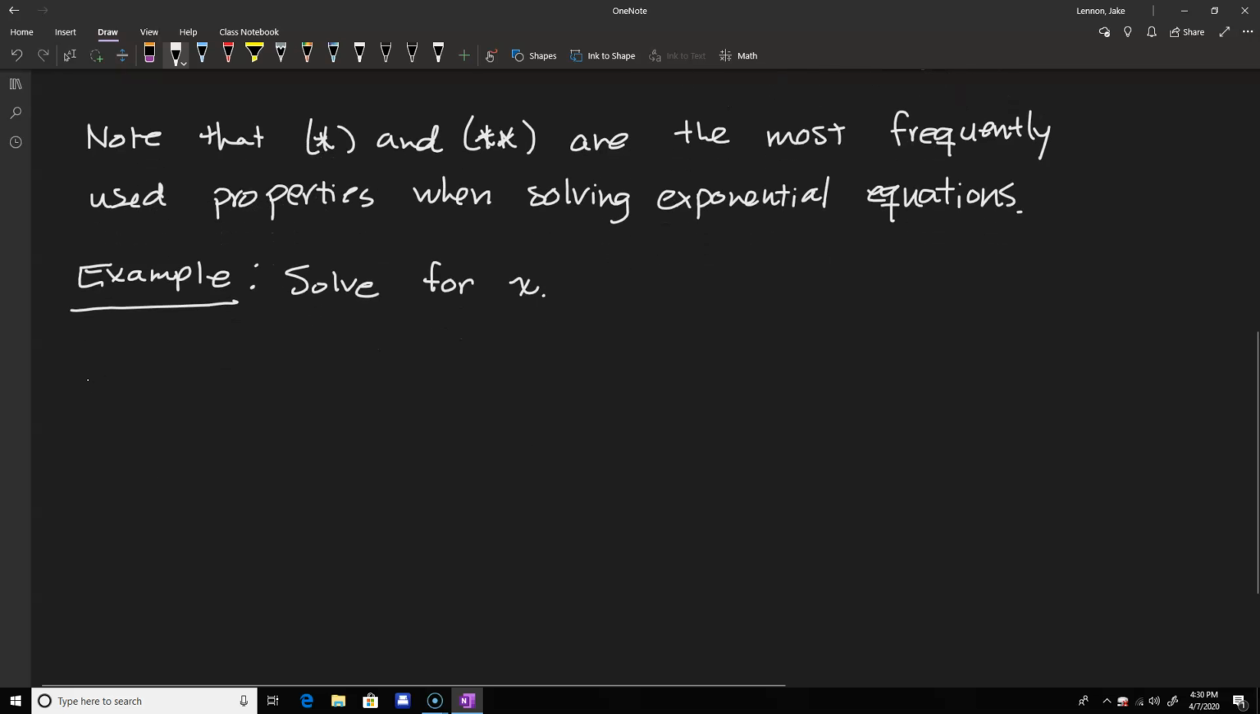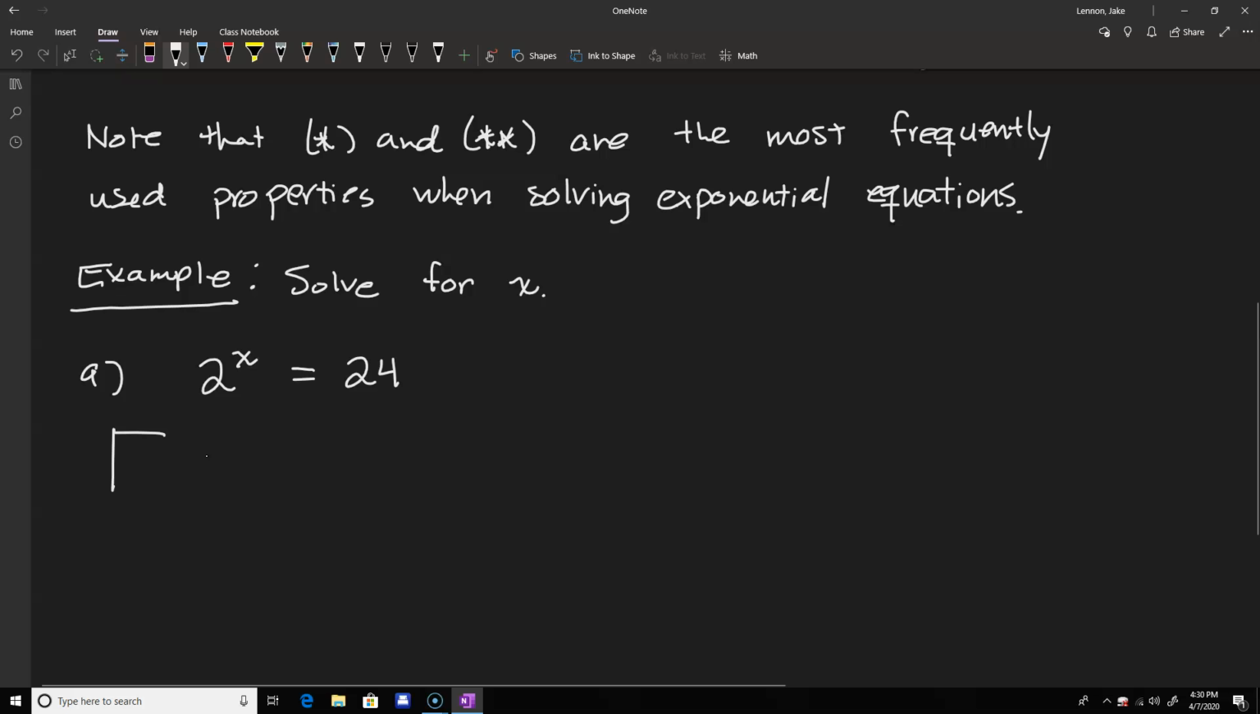The indicator that you want to apply the logarithm at some point is that you see the unknown in the exponent. That's happening right here. We see 2 to the x equals 24, so that indicates that we're going to apply the logarithm. Usually what you first want to do is isolate the exponential quantity if there's something in front, but in this case there's nothing there.